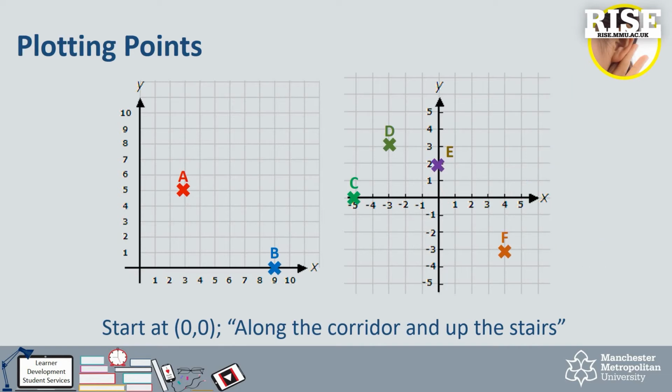Let's have a see then at reading these points. Point A on the first quadrant, I can see if I'm starting from 0, 0, firstly I must move 3 along the x-axis and then 5 along the y-axis. So point A has the coordinates 3, 5. B has the coordinates 9 and 0, and that's because it moves 9 across the x-axis, but it doesn't move up anything on the y-axis. Have a go at reading these points of C, D, E and F, and then I'll reveal the answers.